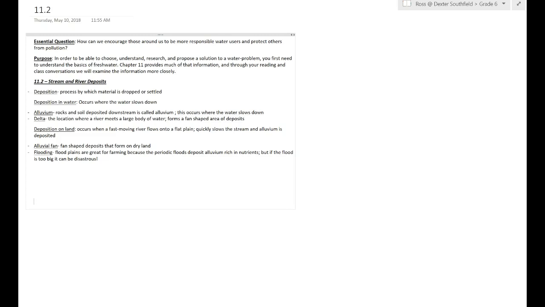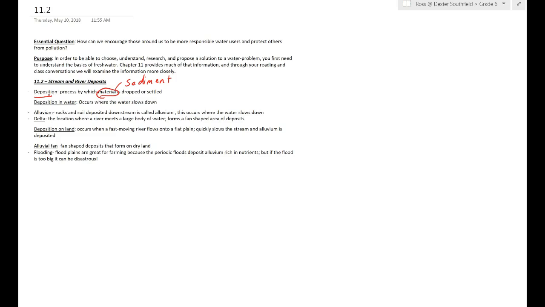Chapter 11 talks specifically about streams and rivers and how they move sediment. Sediment is what we're referring to with this material, right? It is essentially just dirt, rocks, and any other material that gets moved by the river. Deposition is essentially a fancy word for the sediment, the material that gets dropped or settled, or deposited, right? It gets carried by the river and then gets dropped off somewhere else.